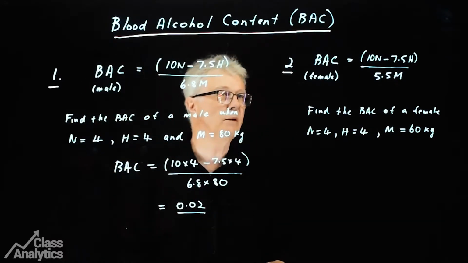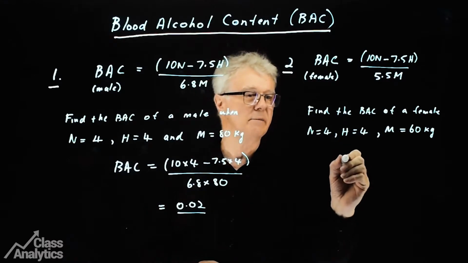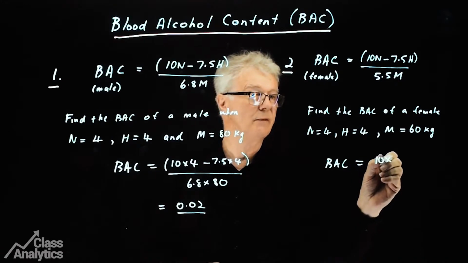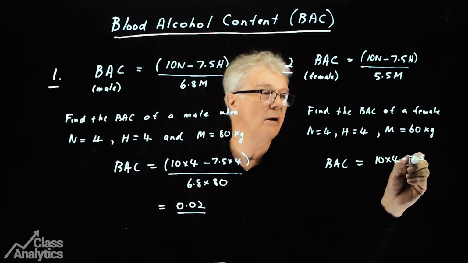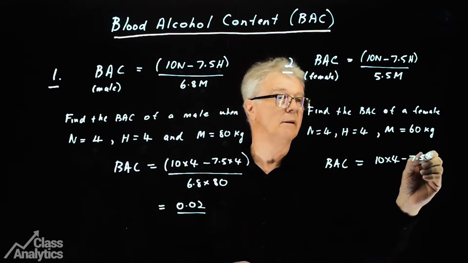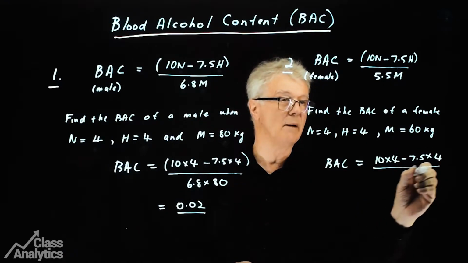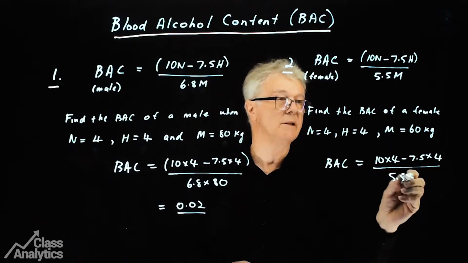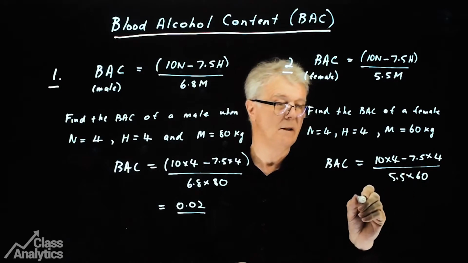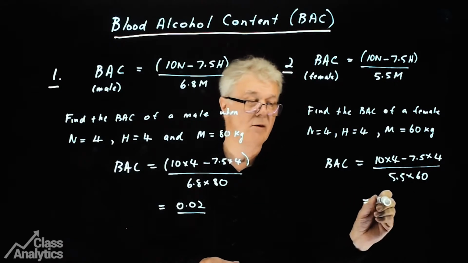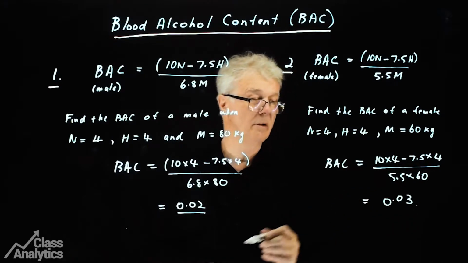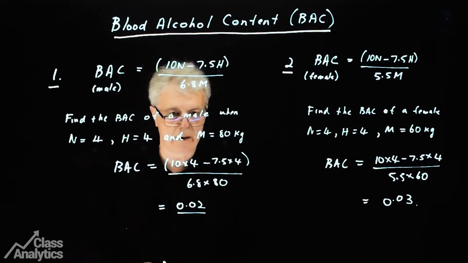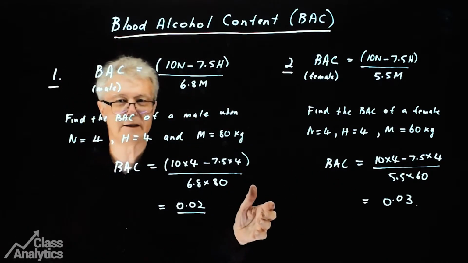Okay, let's have a look at this woman. Right, she gets the same: 10 times 4 minus 7.5 times the 4, but this time it's over 5.5 times the mass, which is 60. And that will increase it to 0.03 as your result. Okay, so they're both okay. They're both on the limit, provided they're P drivers or L plates.